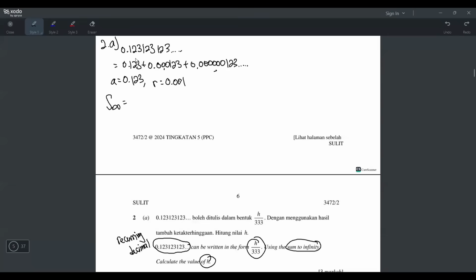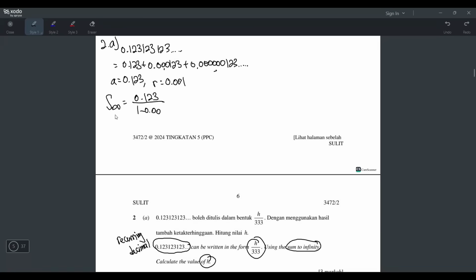So you are trying to find the sum to infinity of this progression, right? You're trying to add all the terms together until infinity, because this has infinite decimal places. So that's why you use S infinity lah. So the formula is a over 1 minus r. So the a is this, and the r is this. So this is how you do it, right?